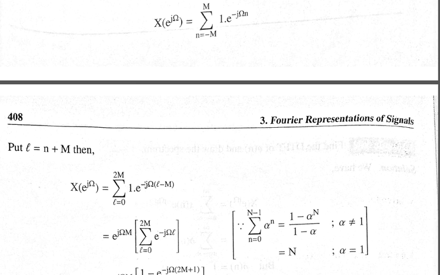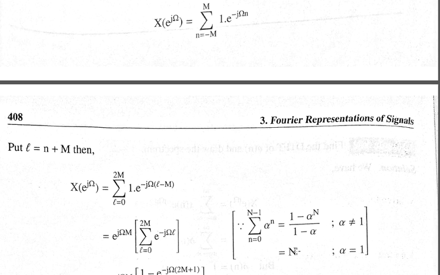So we get e raised to -j omega, where n is nothing but L minus M. And here the summation is with respect to L, and M is independent of the summation. So the term e raised to -j omega times -M becomes plus, e raised to j omega M is taken out, and only with this L term we write the summation. And we know that the summation n from 0 to N minus 1 of alpha raised to n is (1 minus alpha raised to N) over (1 minus alpha).